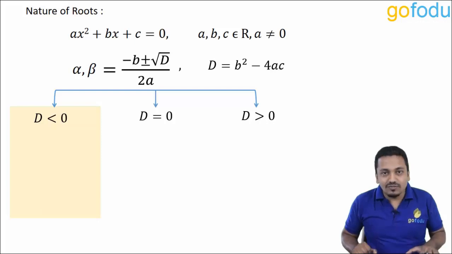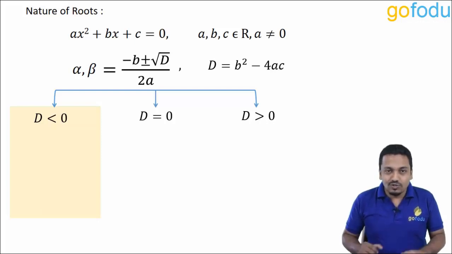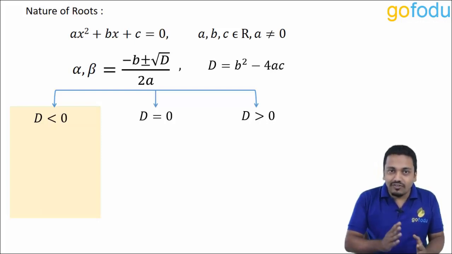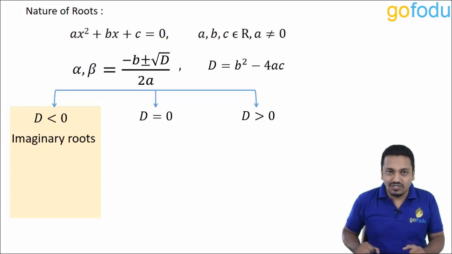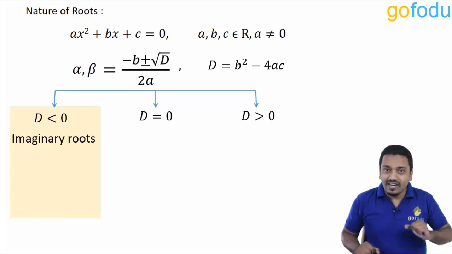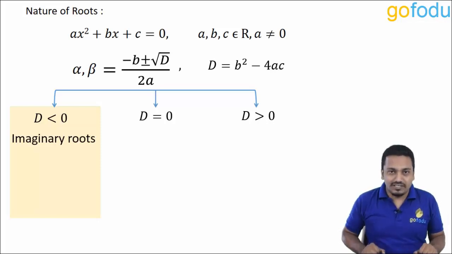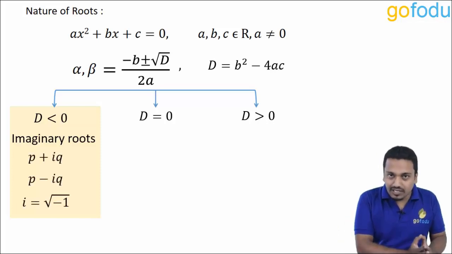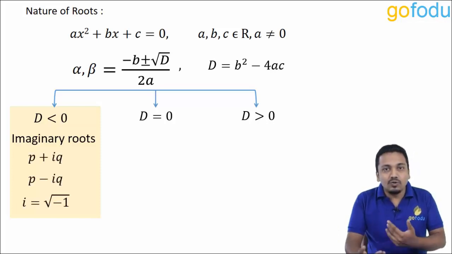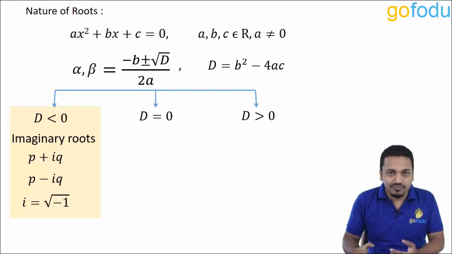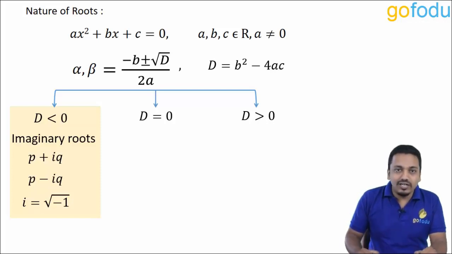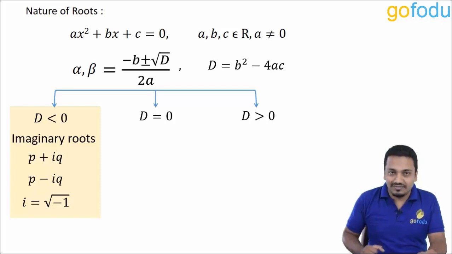This only happens for imaginary numbers. So for D less than 0, the equation has imaginary roots. And imaginary roots always occur in conjugate pairs. If one root is p plus iota q, then another root will be p minus iota q, where iota is the imaginary unit given as root of minus 1.